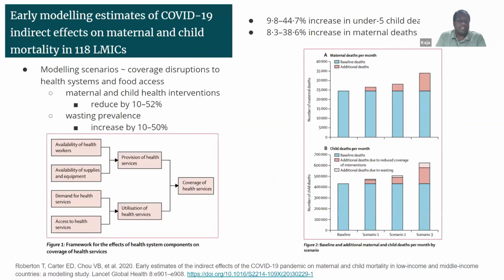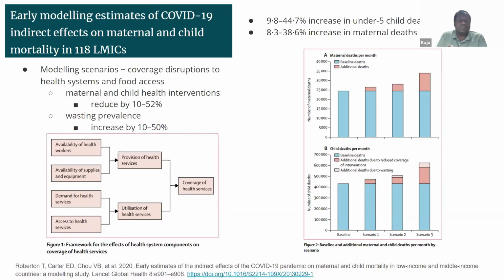The early modeling estimates were based on the LiST model, which looked at different scenarios. What if there are disruptions to maternal and child health interventions of anywhere between 10 to 50%? Or what if the wasting prevalence increased from 10 to 50%? It also looked at constraints on the availability of healthcare workers and supplies, which can reduce the provision of health services, and reduced demand and access, which will impede utilization, thereby bringing down the coverage of essential health services.